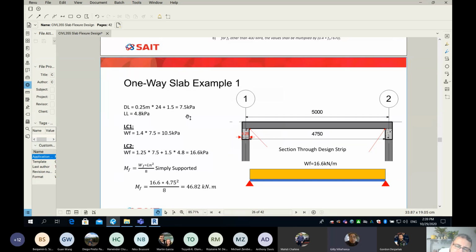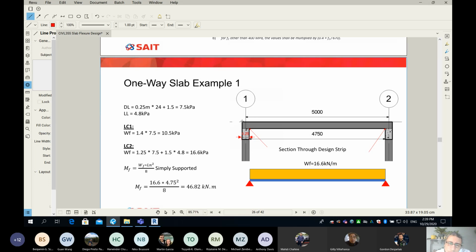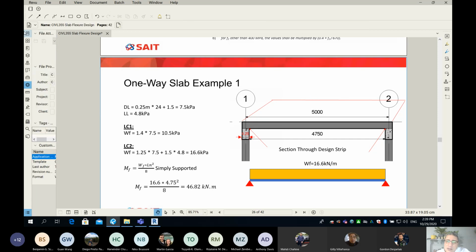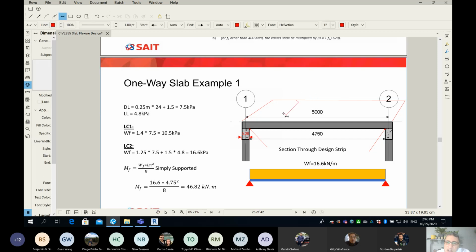What is the strip width of my design strip? 1 meter. And you know what? If you don't see the 1 meter, probably I'll show it here. What if I do some line work? I'm trying to turn things into 3D. Okay, so this is my 1 meter design strip. So where is the 1 meter? It's very simple. It is from this point here to this point here. That is the width of my design strip. So that's your 1 meter design strip.